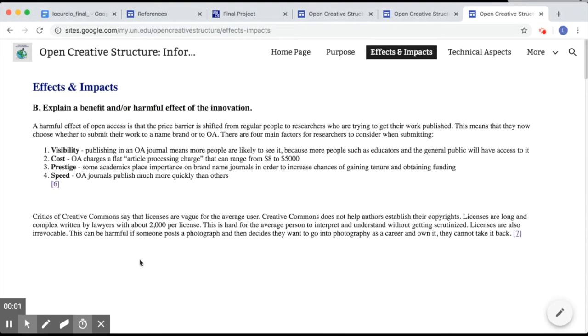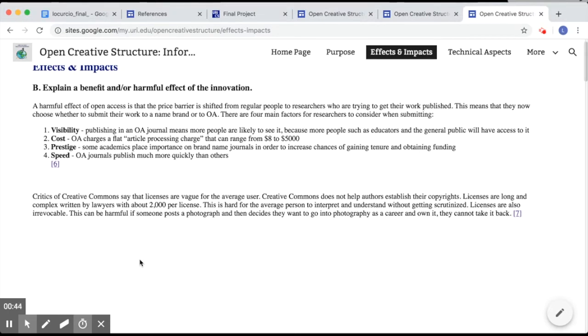For this prompt, I will be explaining a harmful effect. A harmful effect of open access is that the price barrier is shifted from regular people to researchers who are now trying to get their work published. This means that they choose whether to submit their work to a name brand publication or to open access. Prestige can be an issue because some researchers place importance on brand name journals in order to increase chances of gaining tenure and obtaining funding for future research.